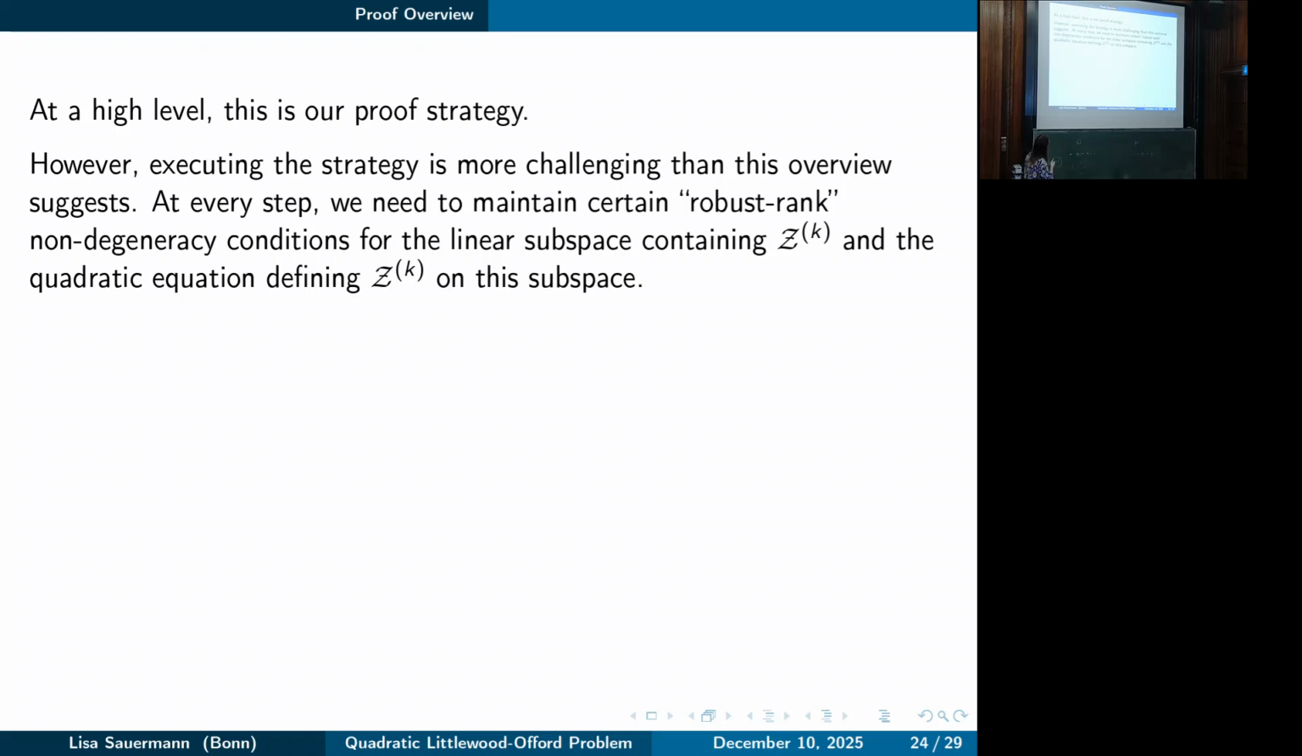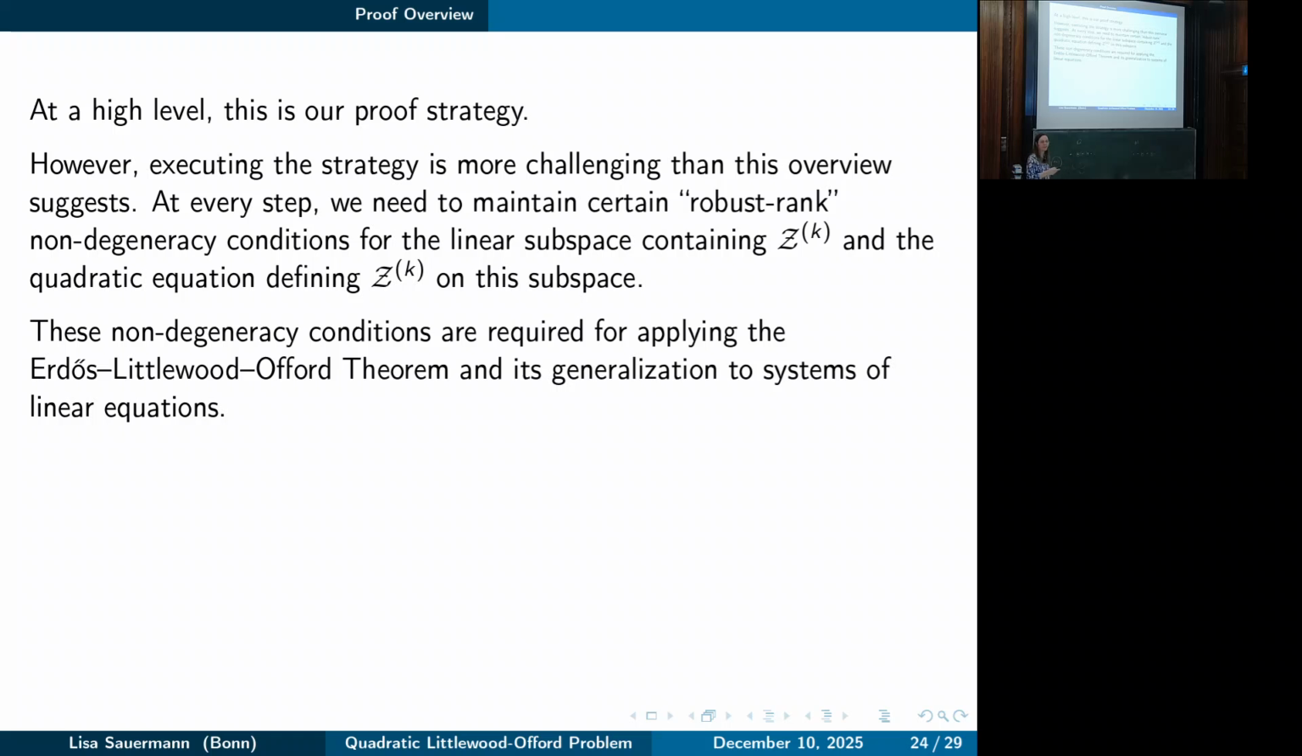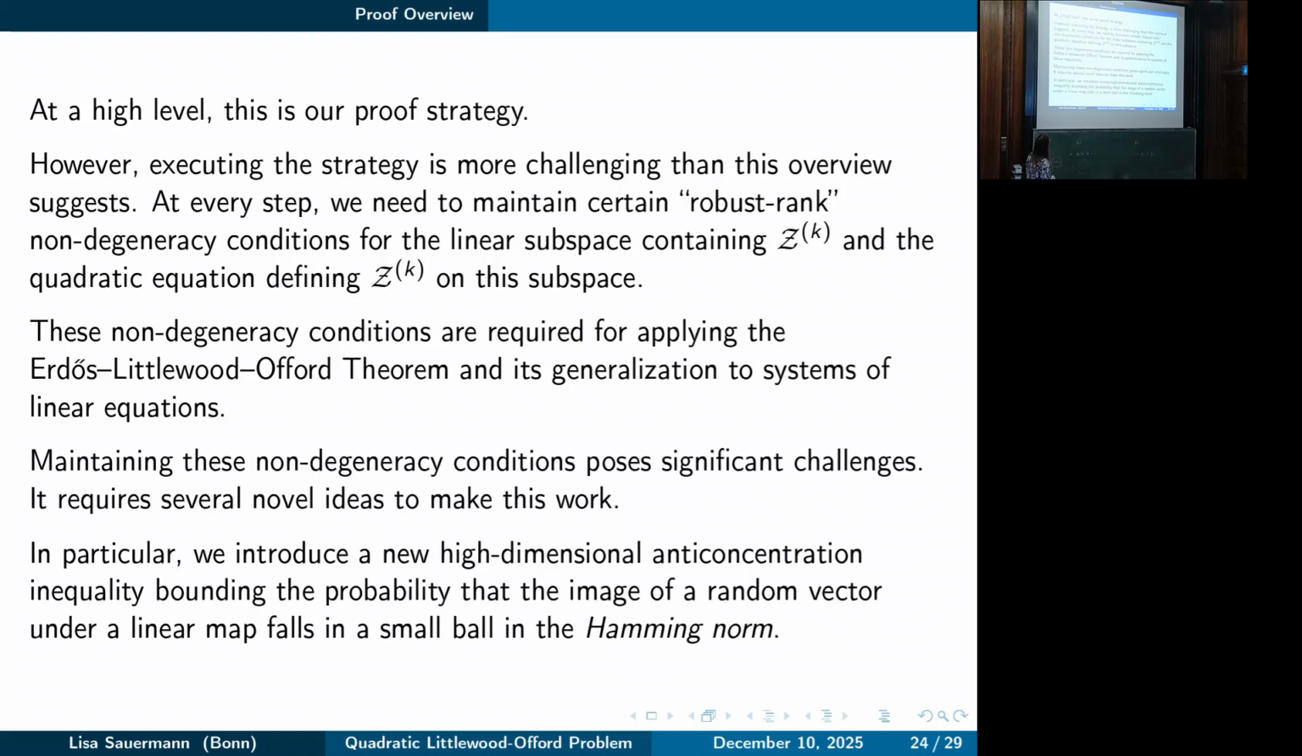And you also need a non-degeneracy condition for the quadratic equation, and you need to properly formulate the right non-degeneracy conditions and then check at every step that they get preserved with high probability. And all of this is rather technical. It actually does require significant ideas to be able to keep track of these non-degeneracy conditions. So that requires several new ideas to actually make this work.